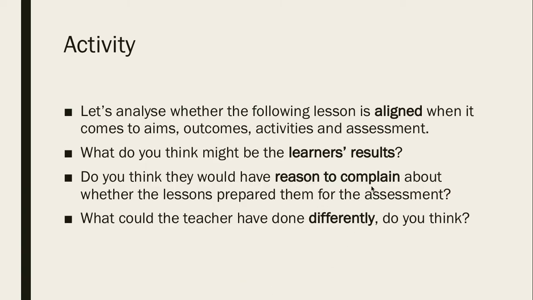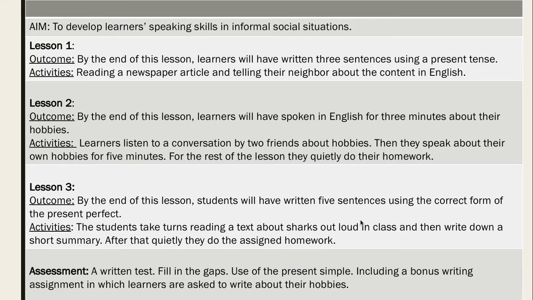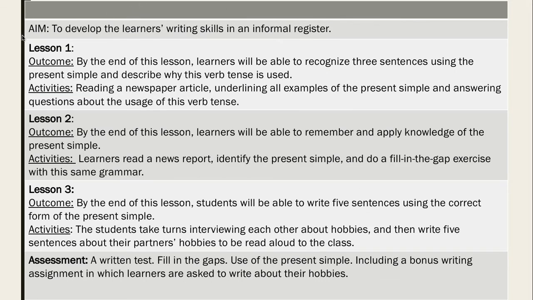They would definitely have a reason to complain. So what could the teacher do differently? How can we constructively design and align this series of lessons? Aim: to develop the learner's writing skills in an informal register. So we want them to be improving their writing, and not formal writing, but informal.